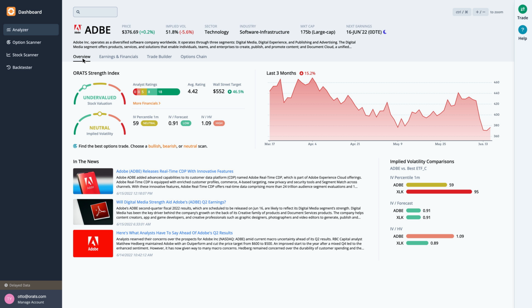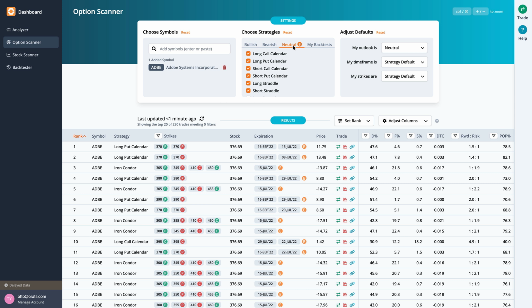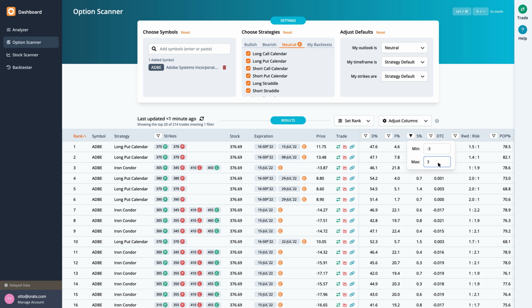Returning to the Overview tab, we can quickly run a scan to find the best option trades. Since earnings are right around the corner, we scan for neutral strategies. Then filter the scan results by S%, or smooth edge, by setting it between negative and positive 3%. This helps narrow the results to trades that are fairly priced.